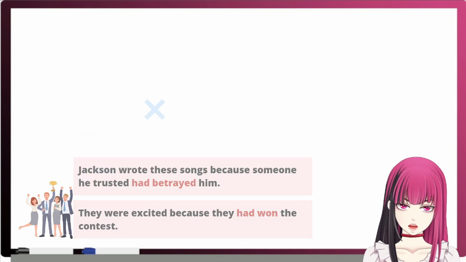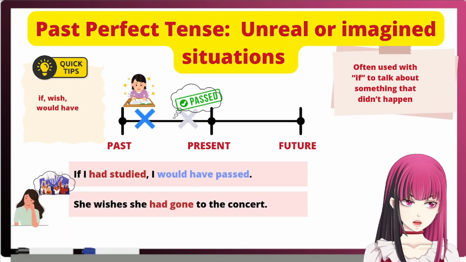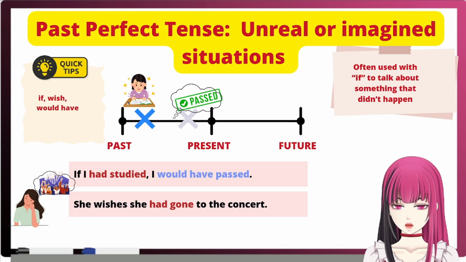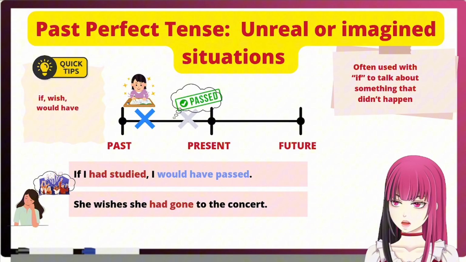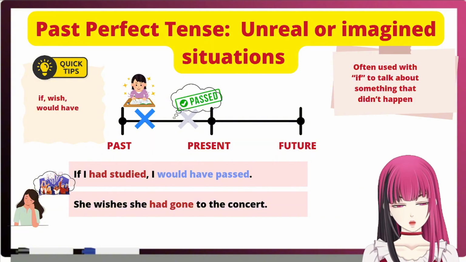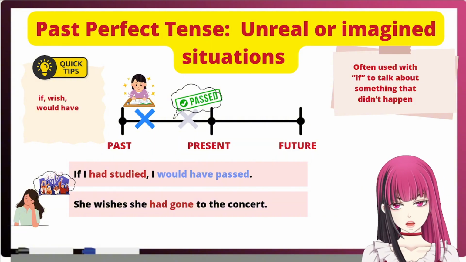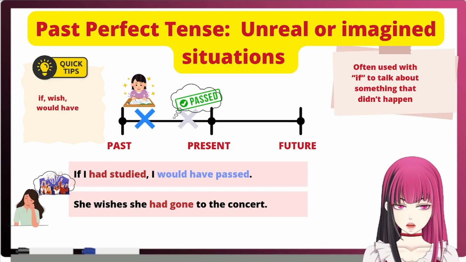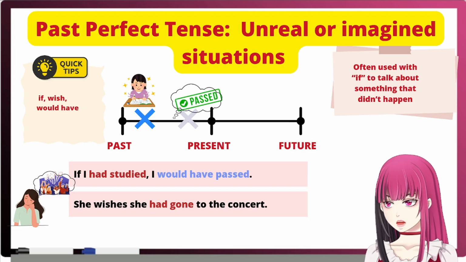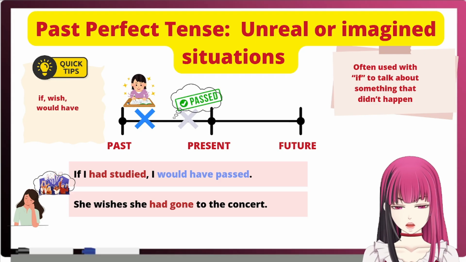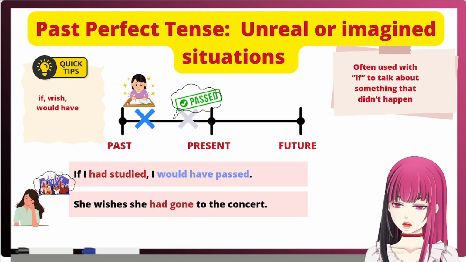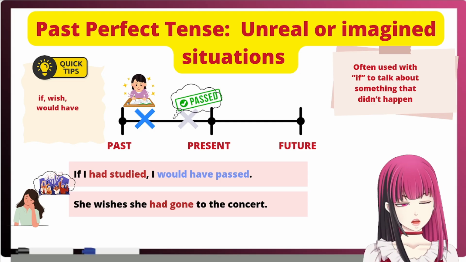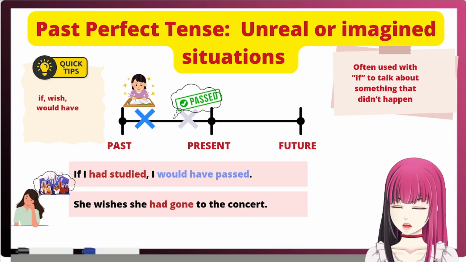Now, the last type is unreal or imagined situations. This is often used with if to talk about something that didn't happen. This is more like a conditional, which we will explain more in future videos. For the timeline, you can see that the blue past action is very clear. The gray cross shows an action that did not happen, but would have happened if the past was different.